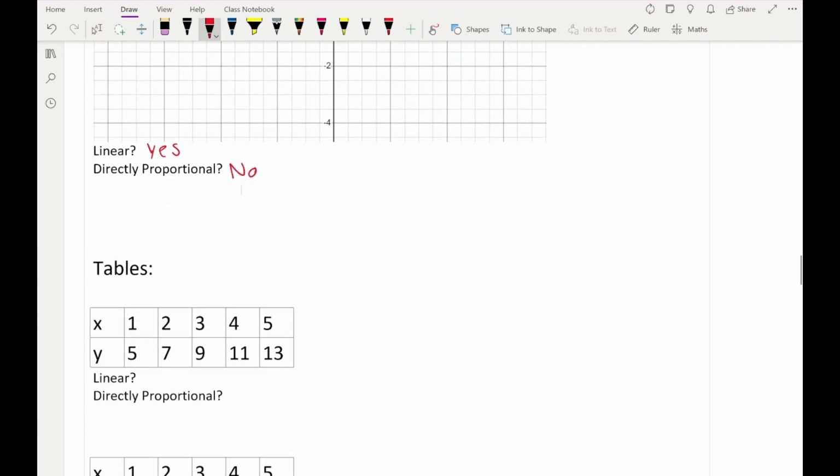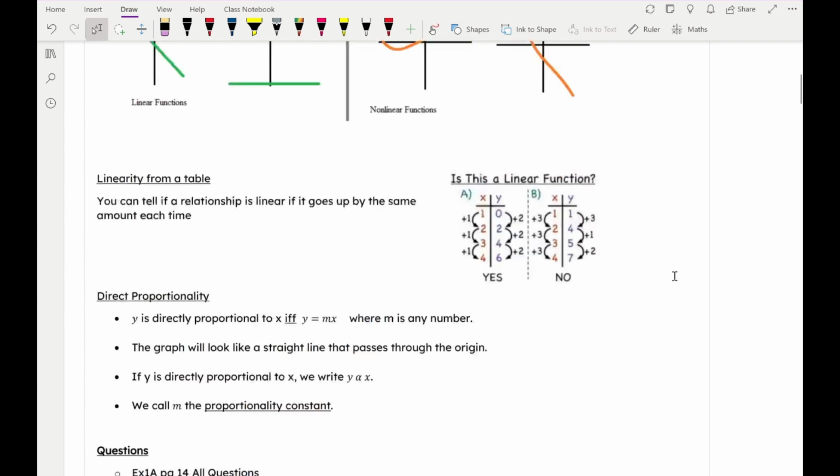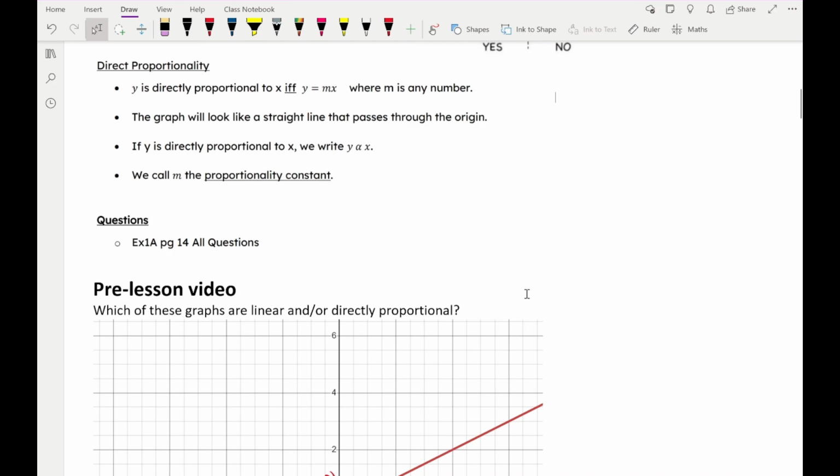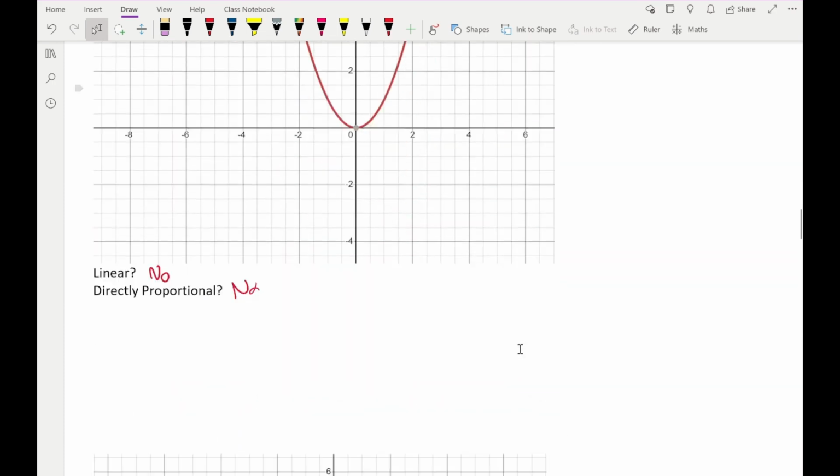Okay, with tables, basically what you need to do to prove that it's linear is just check, does it go up by the same amount each time? So this little bit here, see how x is going up by 1, y is always going up by 2 in that step. But here, when x is going up by 3, y is changing how much it goes up by each time. So that one would be linear and that one would not be linear. With directly proportional, you have to look at dividing the two numbers in the table each time you find numbers, and then see if you get the same number each time. Well, I'll show you what that looks like.